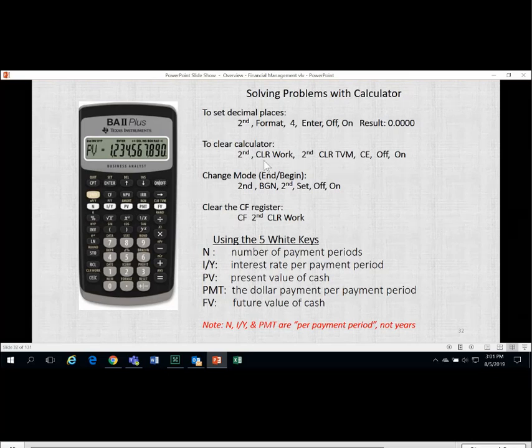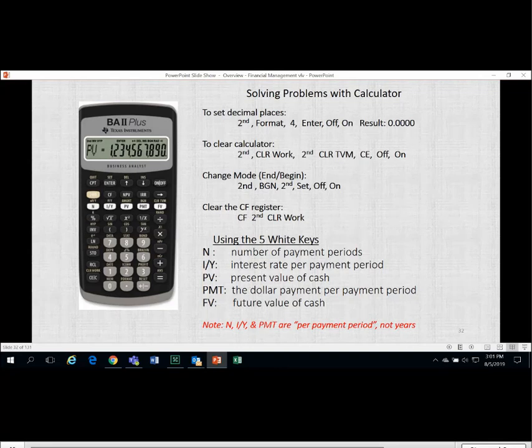Before and after every problem. It's very easy to forget to do that. When you do, you're not going to get that next problem. Now, there is one weird problem where you have to change the mode of the calculator, and we'll talk about what that means a little bit later. But your calculator is automatically in the end mode.